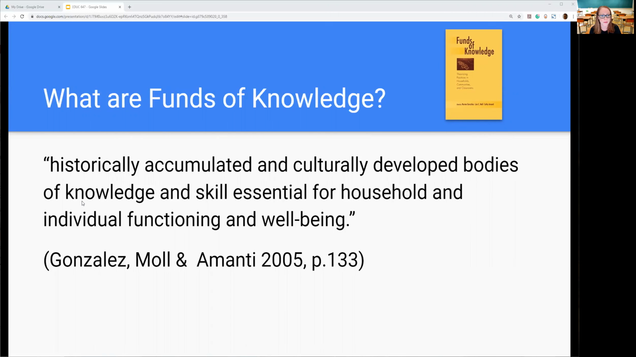Hence this definition says historically accumulated, meaning that it's a set of skills that are passed down through generations in your community. Culturally developed bodies of knowledge, meaning that your culture is definitely an important aspect of those bodies of knowledge. So a lot of it has to do with who you are and your experiences and your values, as well as just your daily life. So what your household is like, what you do every day, all the daily functions that you enact to be yourself and live your life, those make up your funds of knowledge.